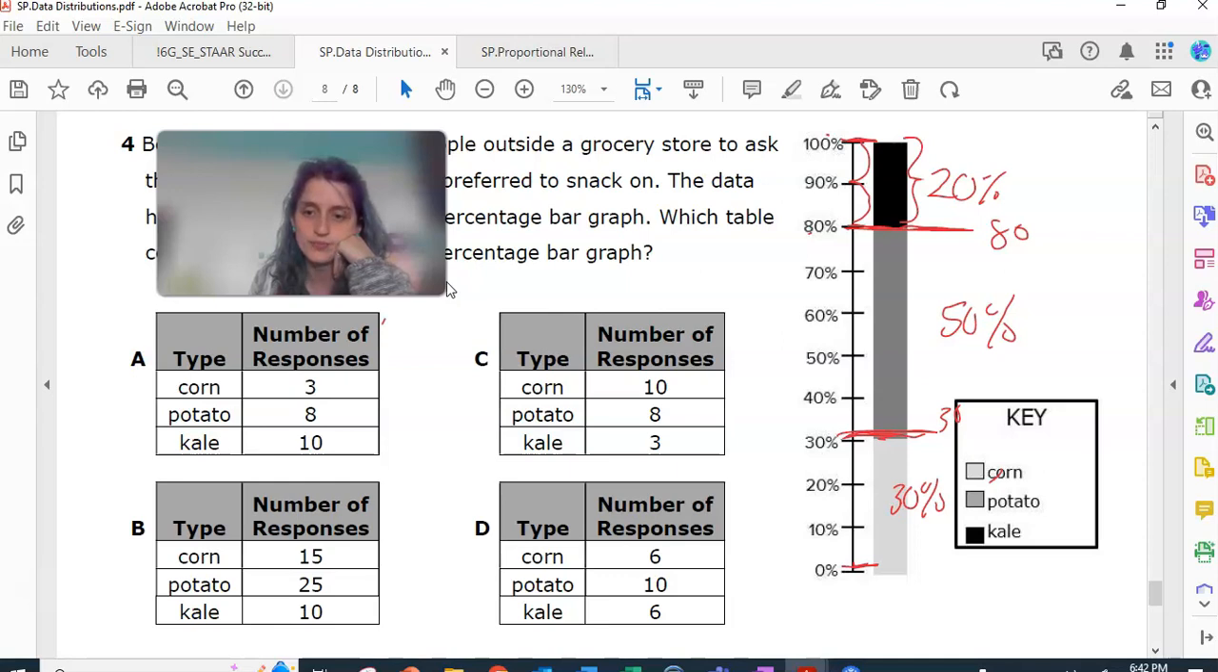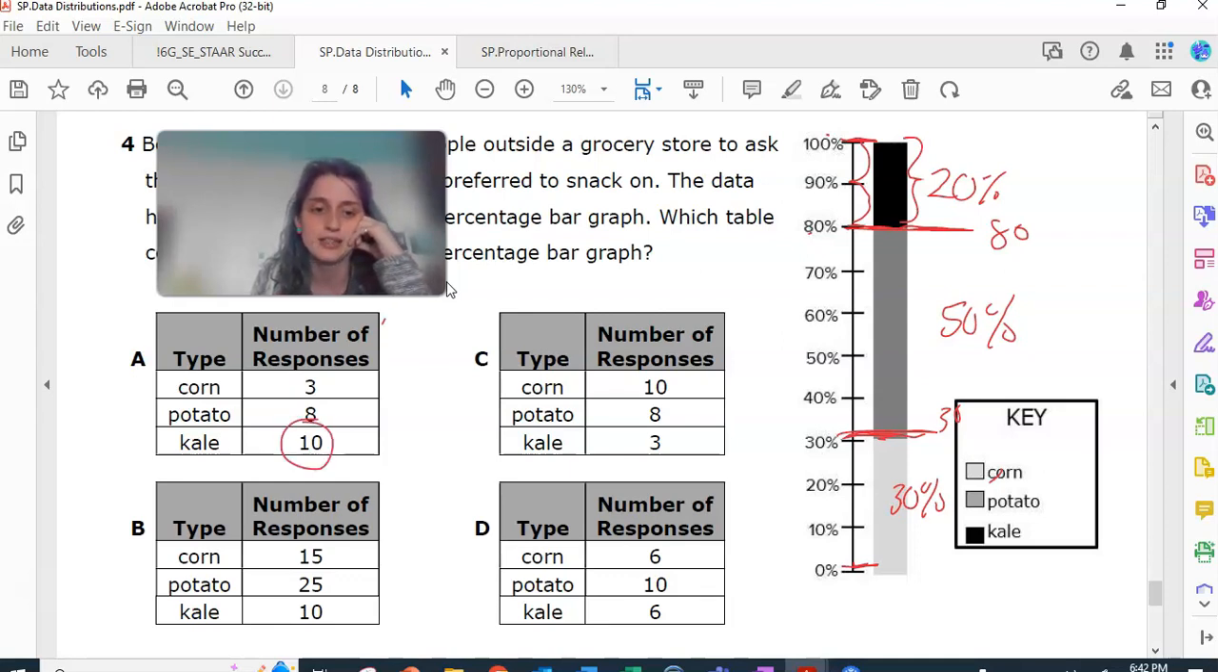Is it corn, which is the lightest gray? Is it potatoes, which is the middle gray? Or is it kale, which is the really dark gray or black? The biggest percentage is 50, so in your tables, you should be finding the biggest number as the potato number.